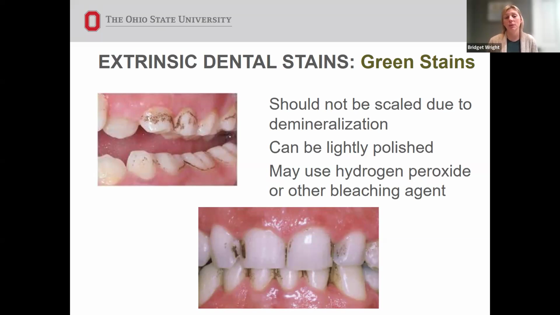Be careful, making sure that we're using a fine polishing paste and just lightly polishing around. And we'll talk about all of the specific techniques on how you're supposed to polish in a bit. You may use hydrogen peroxide or other bleaching agents to help tease this off, since we can't get too aggressive with our scaling or with our polishing.